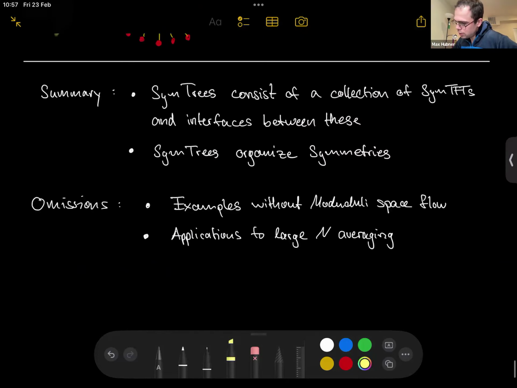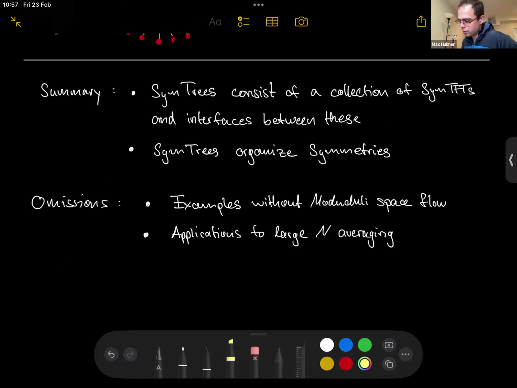Okay. Let me now simply end with the summary and the main take-home messages, and also tell you what you might find in the paper that I have not talked about. The main point of this talk was to introduce SymTrees. They are just a collection of SymTFTs and interfaces between these. As you saw in the example, you can tease out a bit more detailed structure of symmetries of theories as you take certain limits of them. So the slogan is: SymTrees organize symmetries.